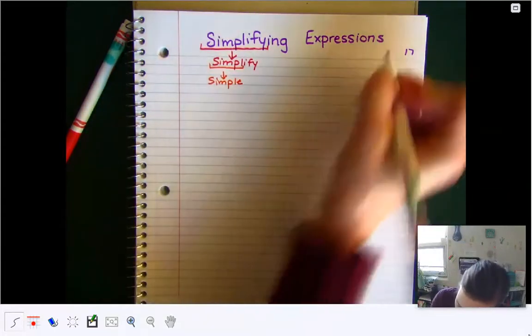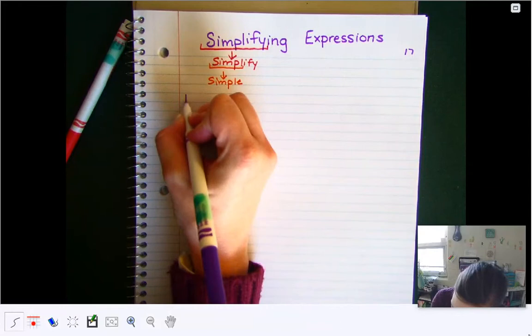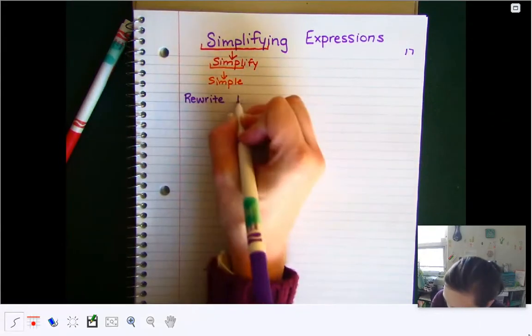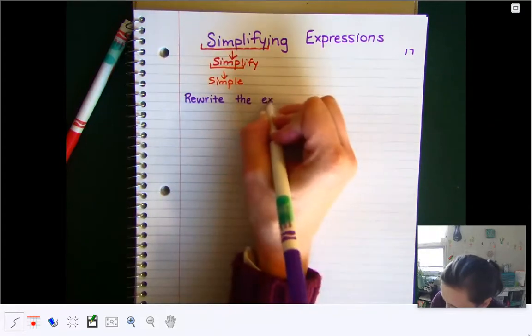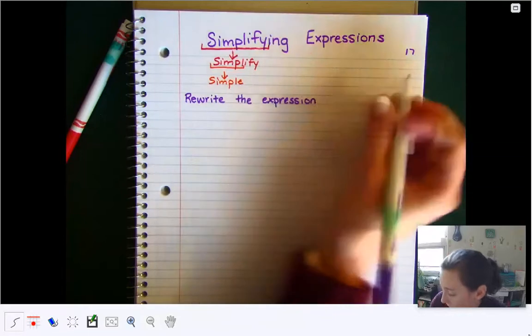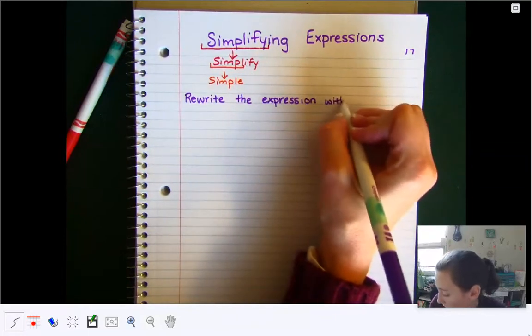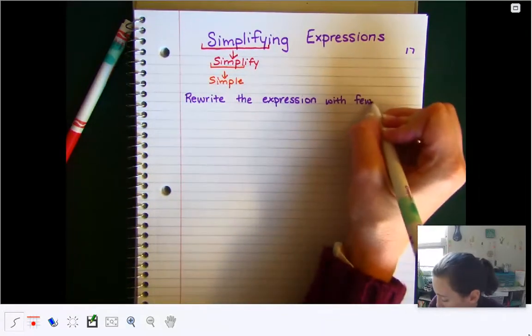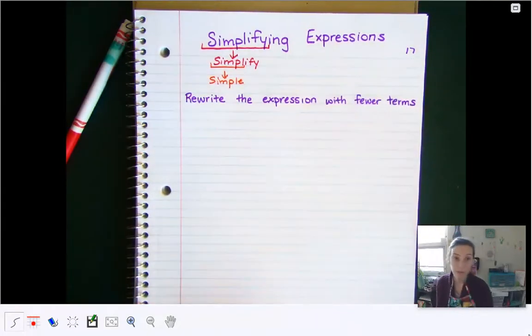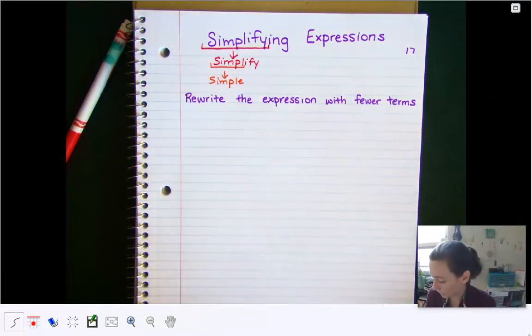So simplifying expressions is when we rewrite the expression with fewer terms. If you need a refresher on what terms are, flip back in your notebook, but it's like chunks of an equation. So here is an example of doing something like this.